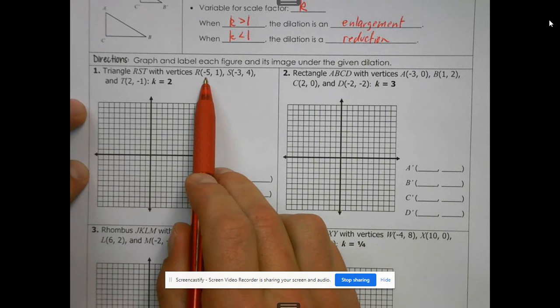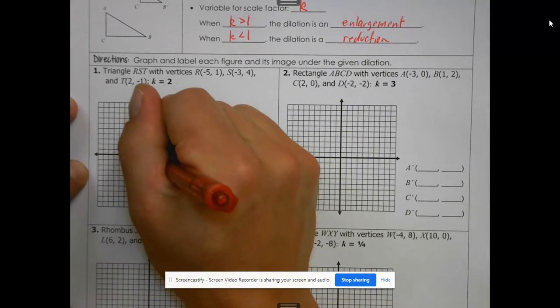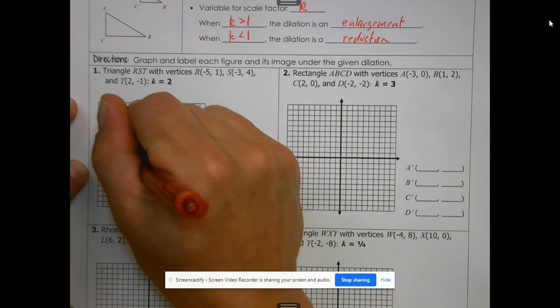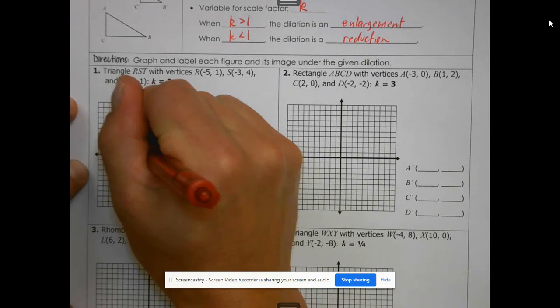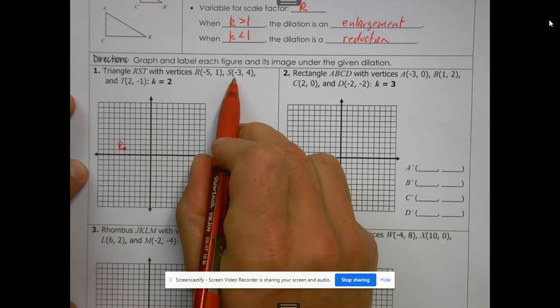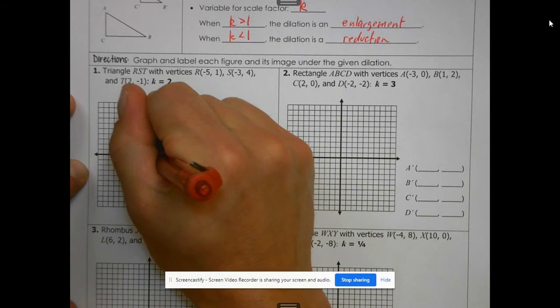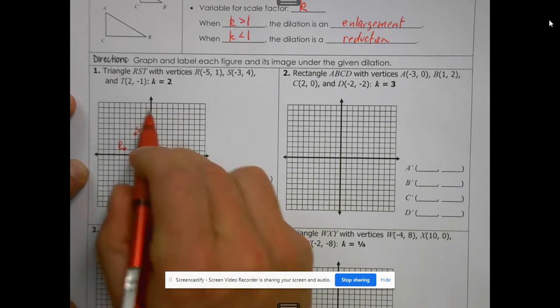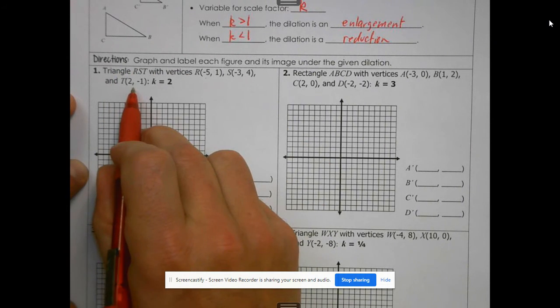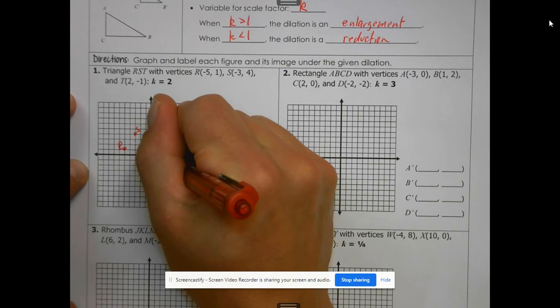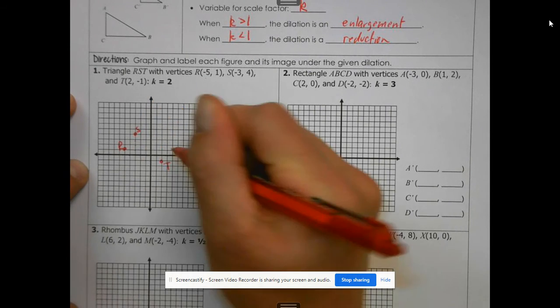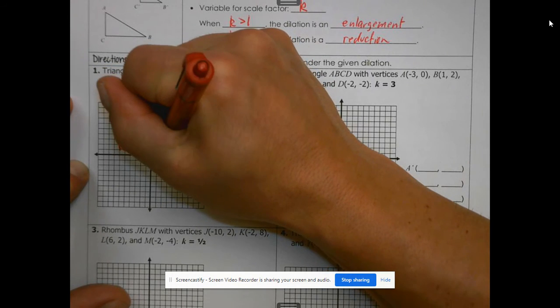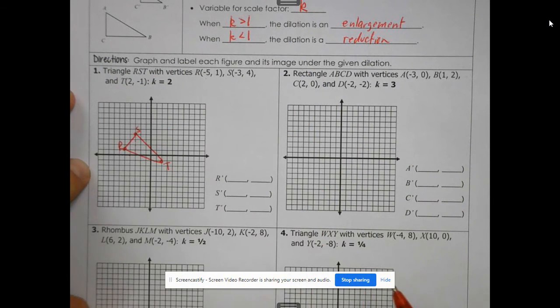All right, R is back 5, up 1. S is back 3, up 4. T is over 2, down 1. And we'll connect those original points. Nice little triangle.